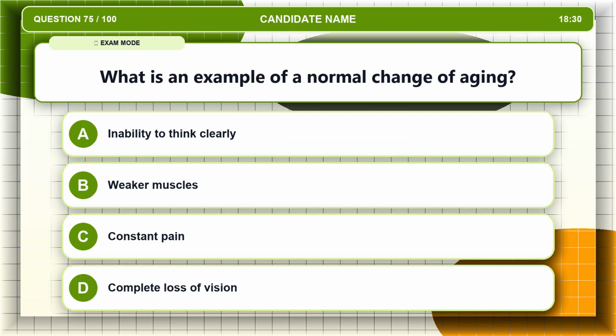Question 75. What is an example of a normal change of aging? Option A, inability to think clearly. Option B, weaker muscles. Option C, constant pain. Option D, complete loss of vision.